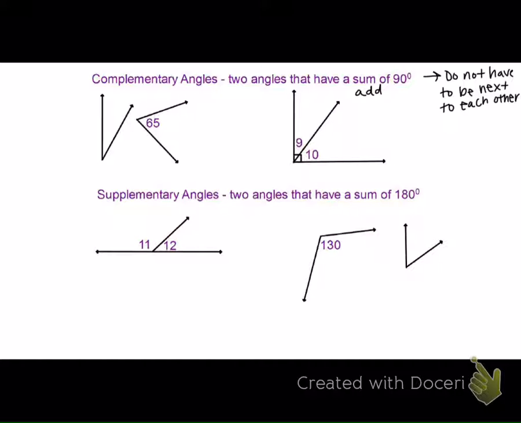So what we know is that this symbol here means 90 degrees. So angle 9 plus angle 10 is 90 degrees.